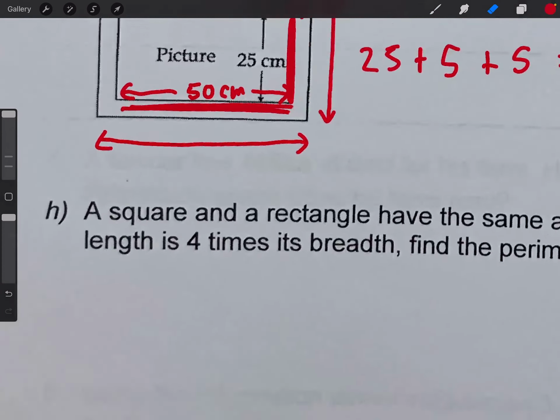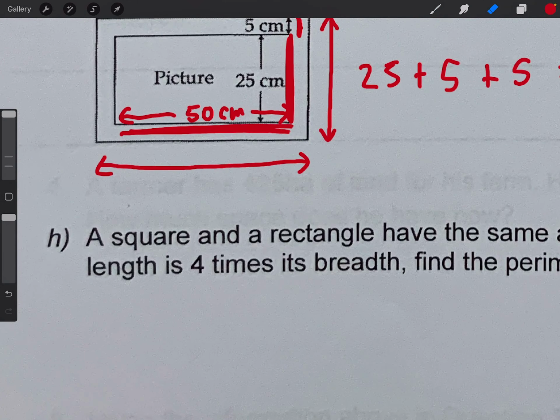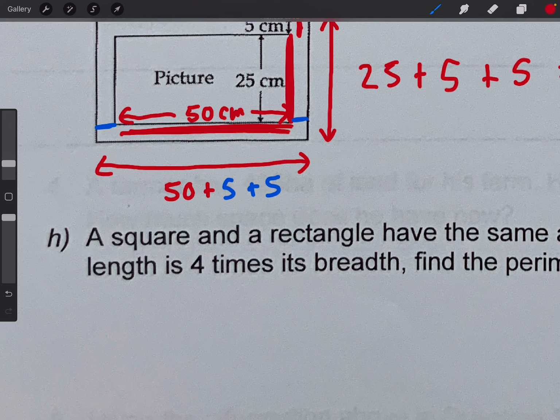Let me just zoom in. Maybe 50 is there to there. No, then you gotta add another. So here's 50. Then you gotta add another 5 for here, and another 5 for there. So that comes to what? 55, 60. So this is 60.